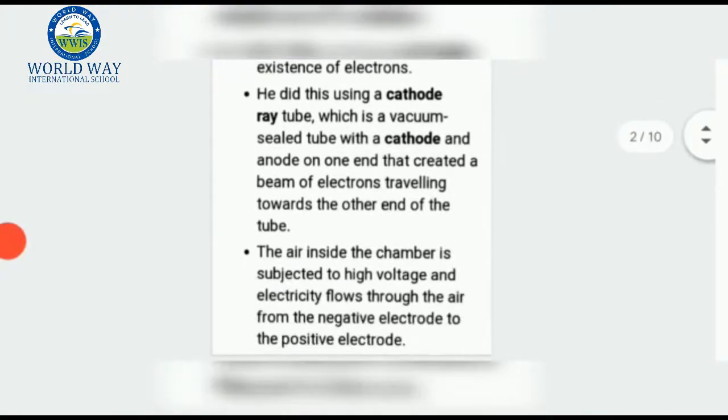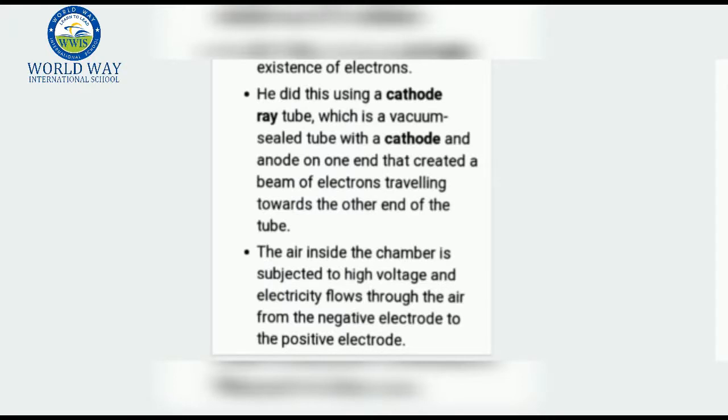Now, cathode ray experiment. J.J. Thomson discovered the existence of electrons. He did this using a cathode ray tube, which is a vacuum sealed tube with a cathode and anode on one end that created a beam of electrons traveling towards the other end of the tube.